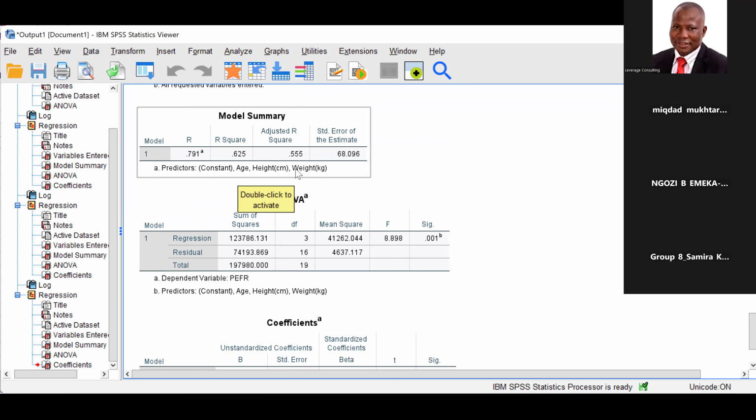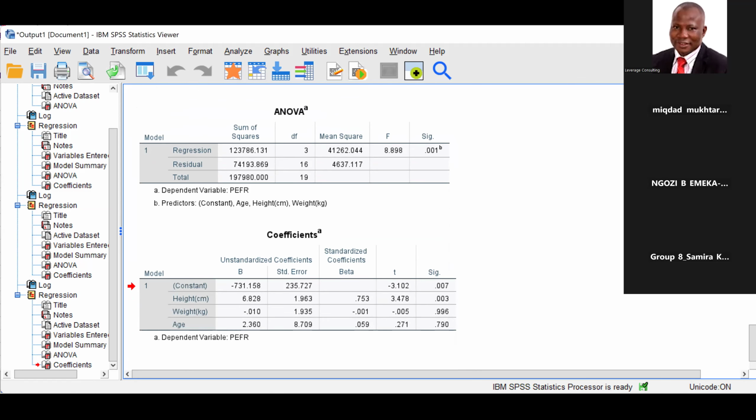So actually, if you do it one by one, the percentage will not be up to that. But if you do it one by one, height is the one that gives the highest percentage, then followed by weight. Look at the ANOVA and look at the coefficient. The constant is minus 731.158. For height, the coefficient is 6.828. For weight, 0.01. For age, 2.34.